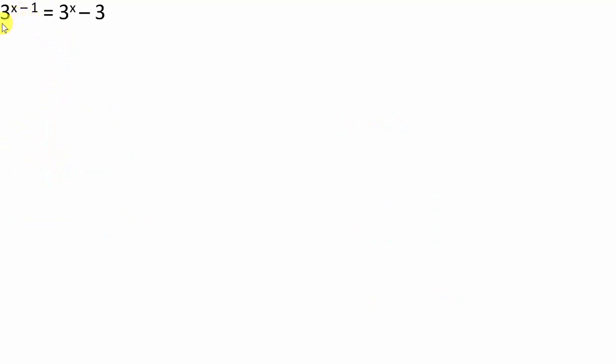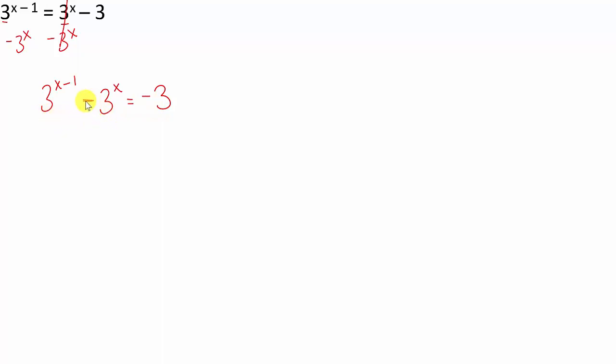And notice again, I have a base to a power of x minus 1 and a base of 3 to a power of x. So these two have the same base, but they're not on the same side. So when that happens, I do want to move them to the same side. So I'm going to move this 3 to the power of x to my left. Okay, that's going to give me 3 to the power of x minus 1 minus 3 to the power of x equals negative 3. And this time we're using the other rule.